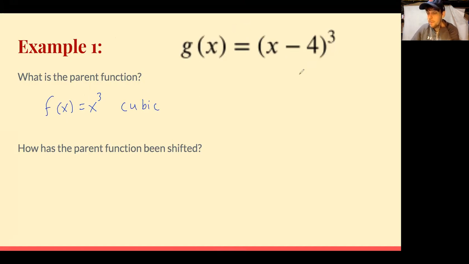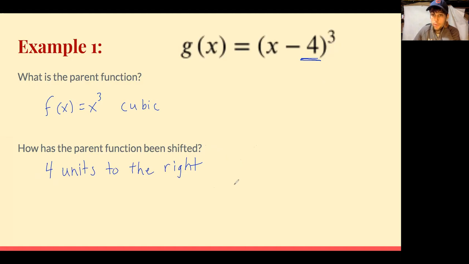And then we need to kind of examine what's happening. How did the parent function get changed? And what I'm noticing is we're subtracting a constant 4, and we're doing it inside of the cubic function. So whenever it's done on the inside of the function, that's going to be a horizontal shift. Remember, horizontal shifts are a bit counterintuitive, right? Minus is actually to the right. So it's going to be 4 units to the right. If we needed to, we could graph this and our parent function on Desmos and just take a look and make sure that is what's happening.